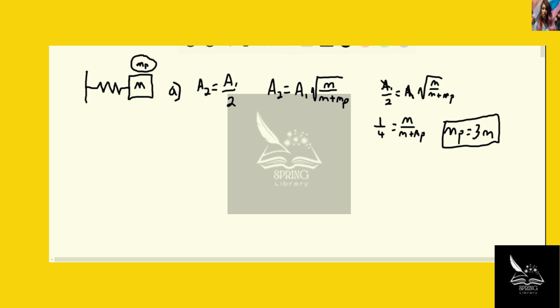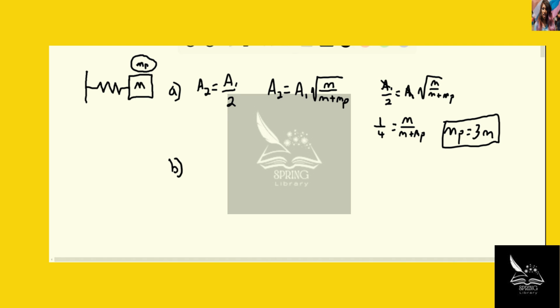If we move on, we can look at part B, where we're asking what percentage of the energy is going to be dissipated to heat. The way that we look at that is we're going to look at energy conservation. We're going to say that right before and right after the event of the mass of the putty being attached to the mass on the spring, the energies have to be the same.